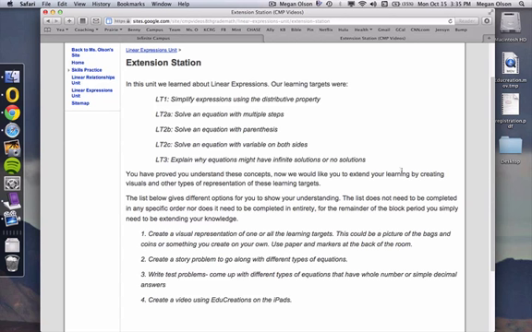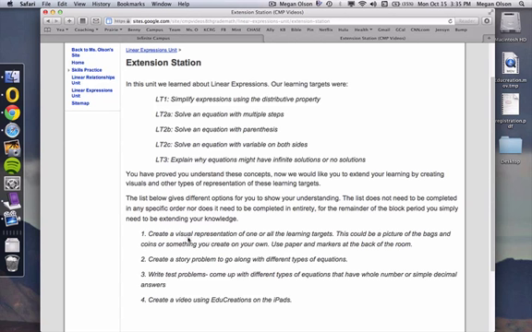So we'd now like to extend your learning by having you create visuals and other types of representations of these learning targets up here. So we have a list here of options that you can do. You don't have to do them in this order. You don't have to do all of them, but you do need to spend the remainder of the block extending your knowledge by doing some form of all these things.